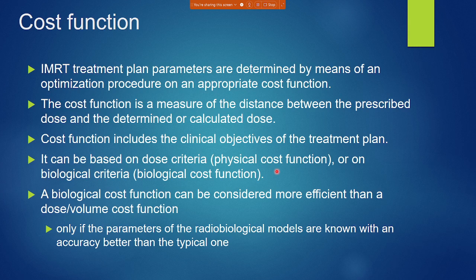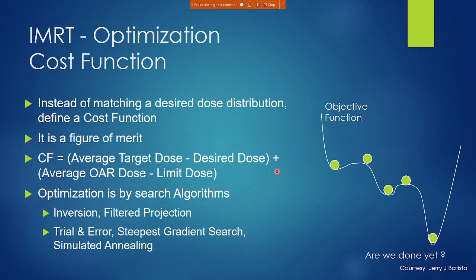A biological cost function can be considered more efficient than a dose volume cost function, but only if you are very sure the biological models are known with an accuracy better than the typical one. That is the question. Whether we understood the biological models is a question, right?